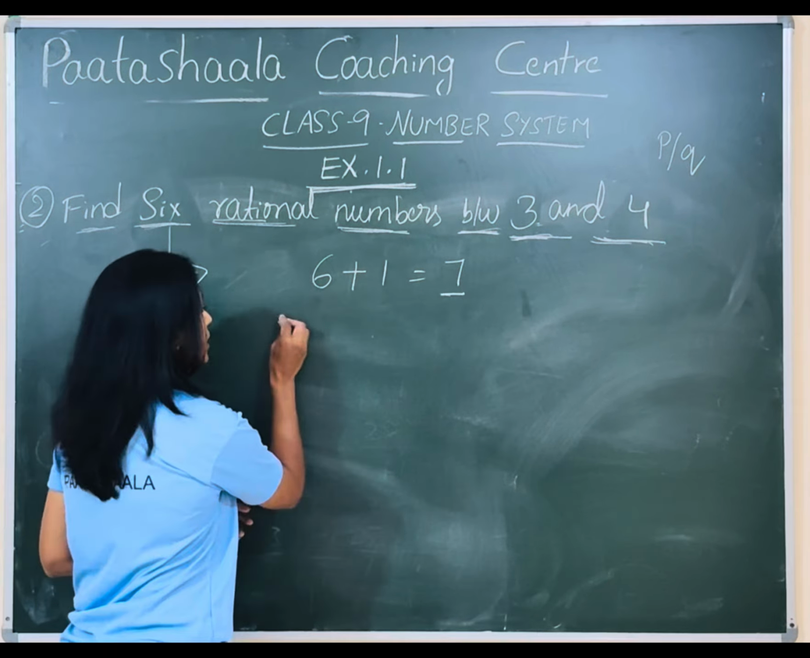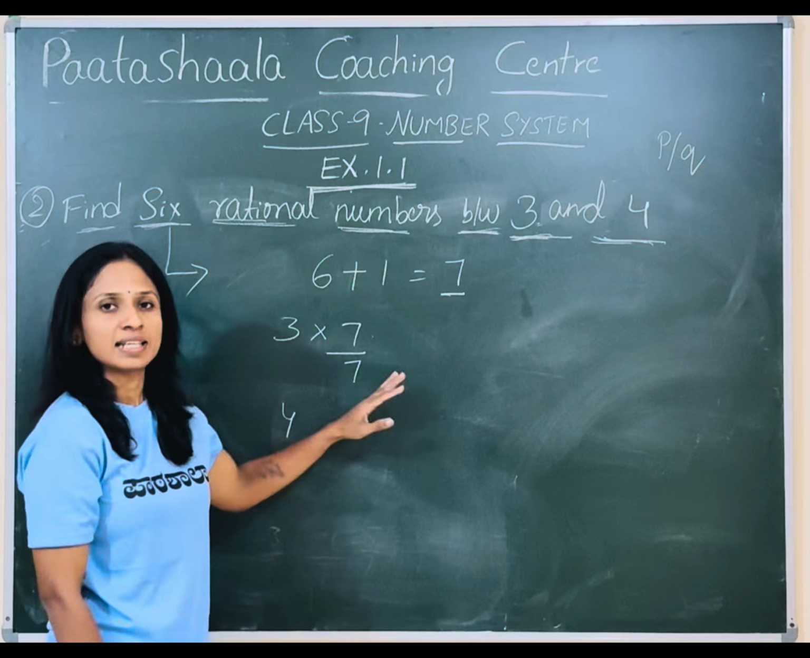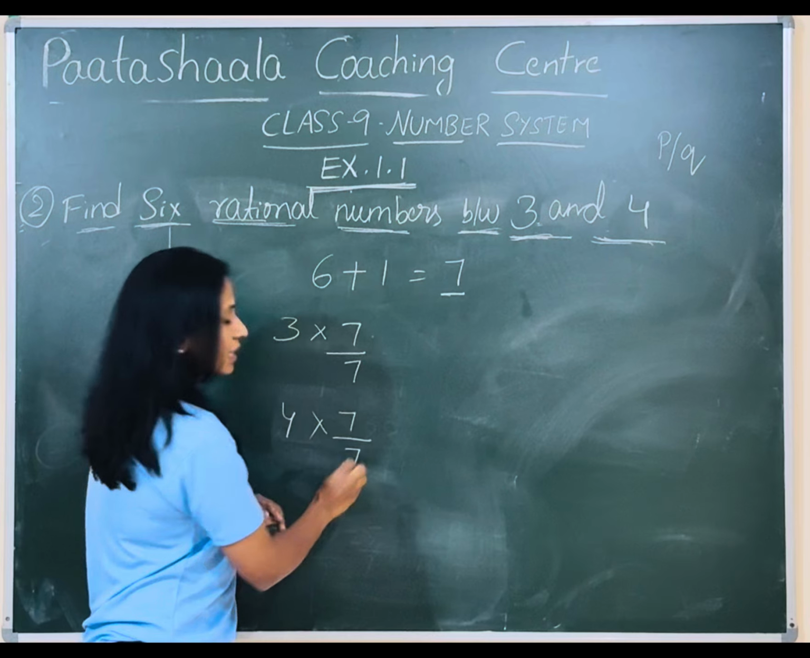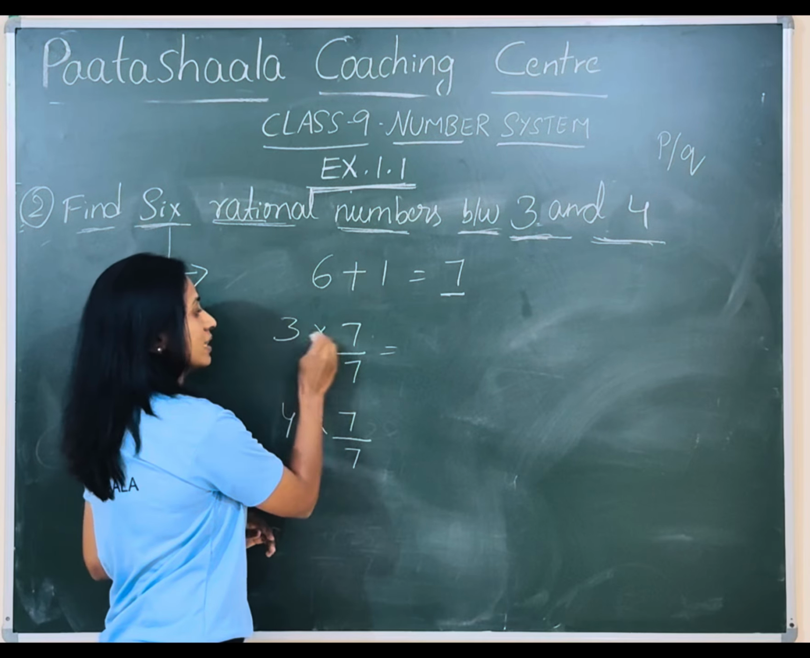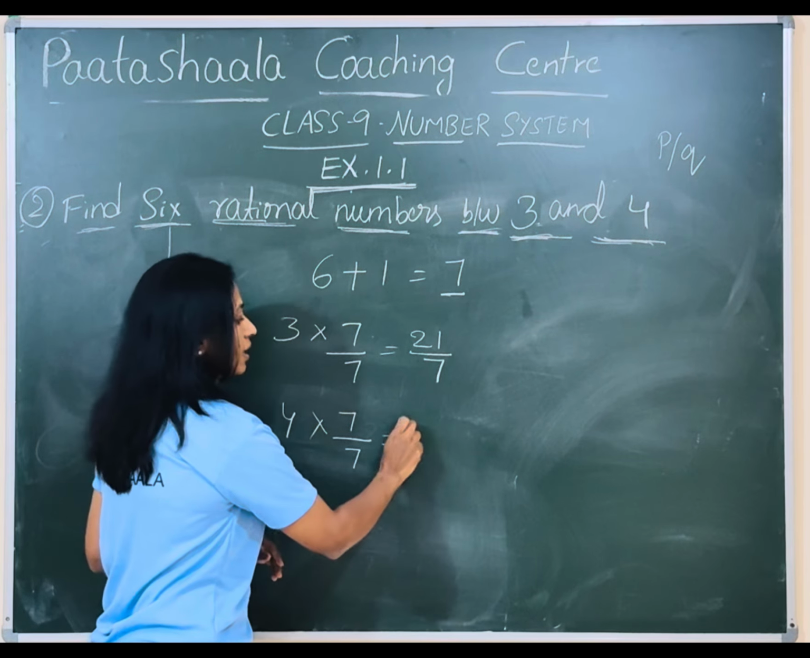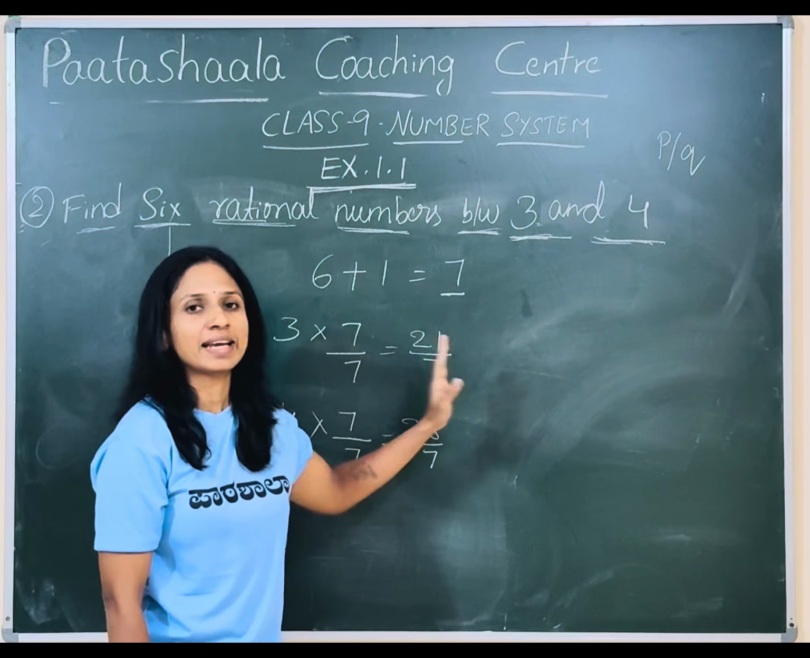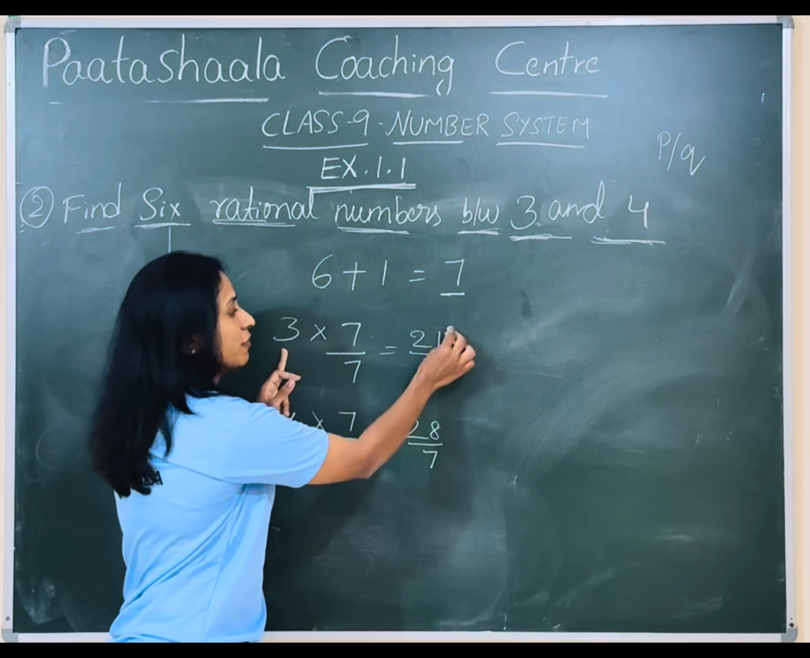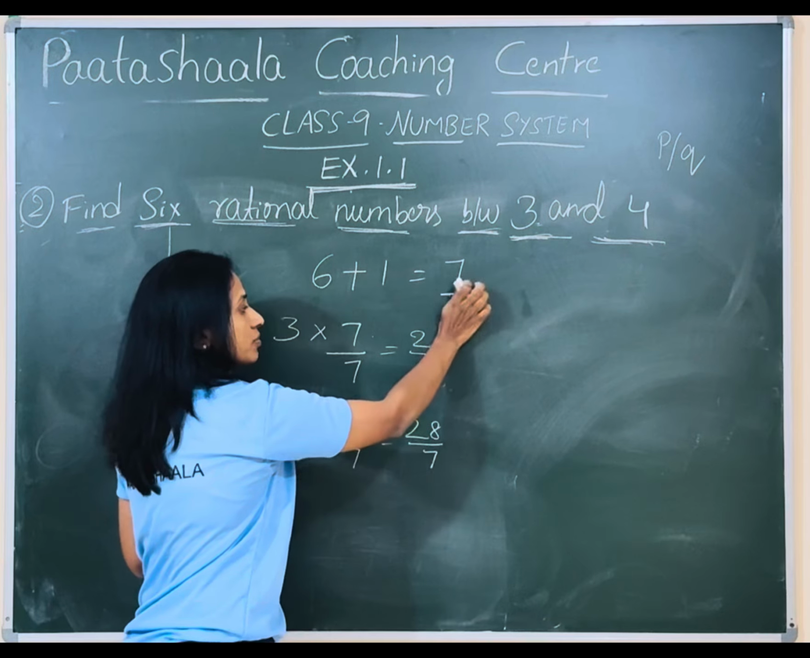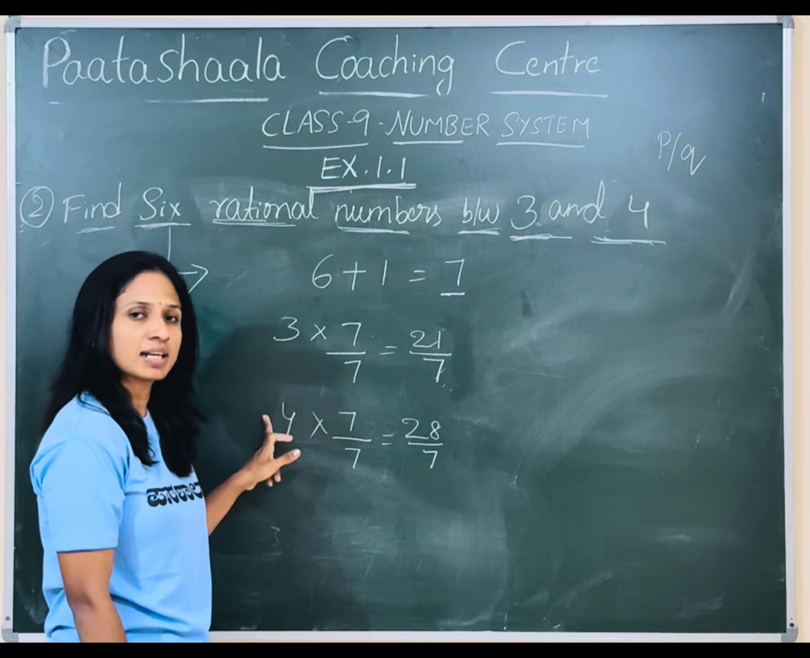In step 2, the number 3 and number 4, we need to multiply as well as divide by the number 7. What we will get? 3 sevens are 21 by 7. 4 sevens are 28 by 7. What we did is just write equivalent expressions, because if we simplify 21 by 7, 7 threes are 21, we will get back the original number 3. In the same way, if we simplify 28 by 7, we will get back the original number 4.